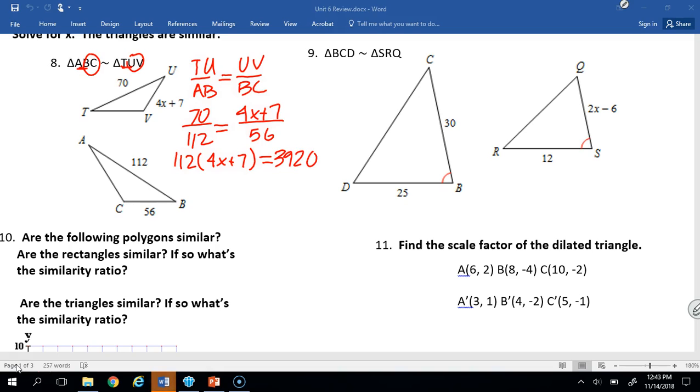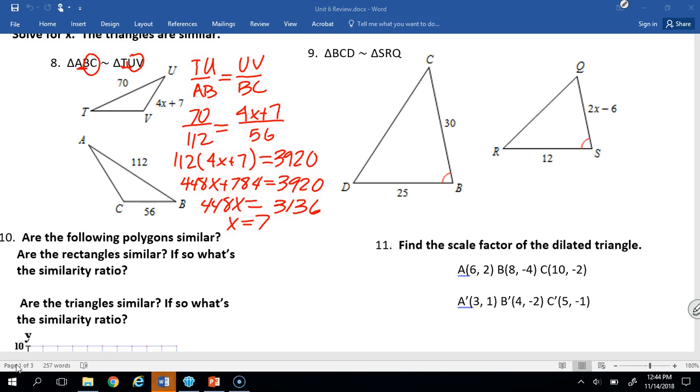Then we're going to distribute this, and 112 times 4x is 448x, and 112 times 7 is 784. That's still equal to 3,920. We're going to subtract the 784 from both sides, so that gives us 448x equals 3136. Then we're going to divide both sides by 448, so x is equal to 7 here.